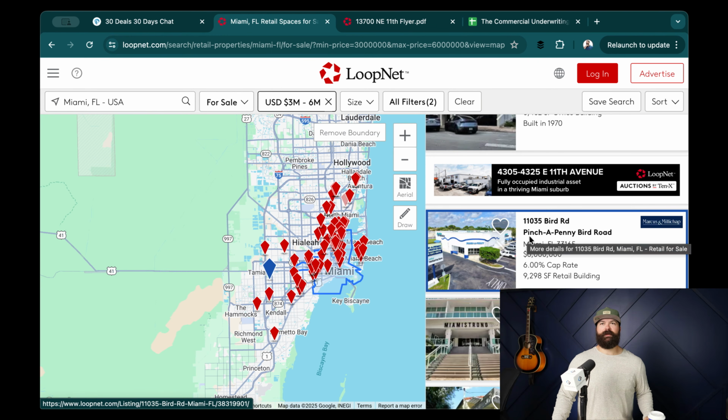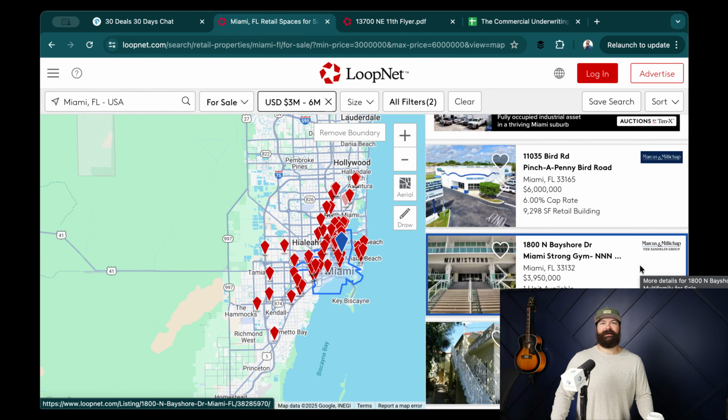Look at that road name, Pinch a Penny Bird Road. Whoever did that was like, I just want to mess with people that have to address letters for the next 300 years.